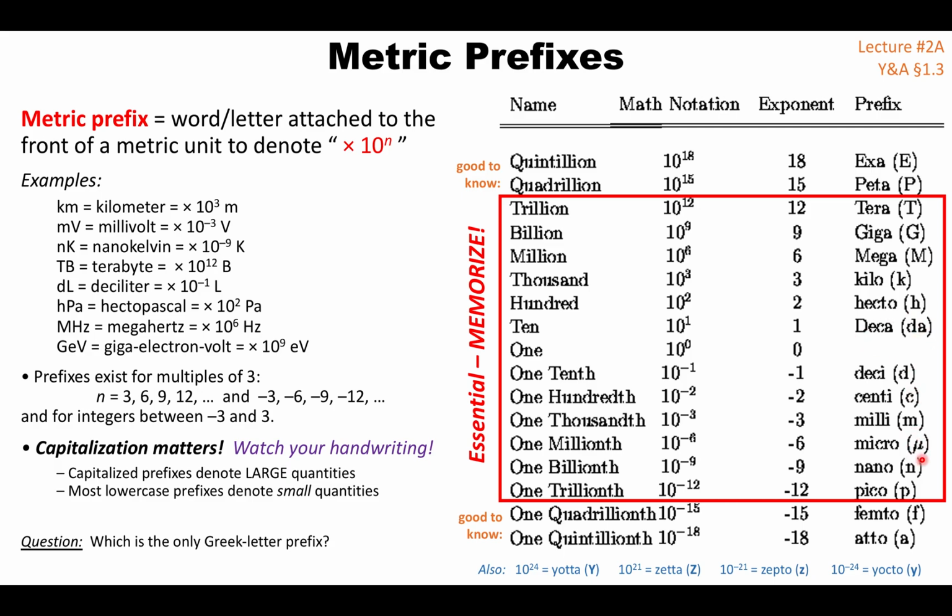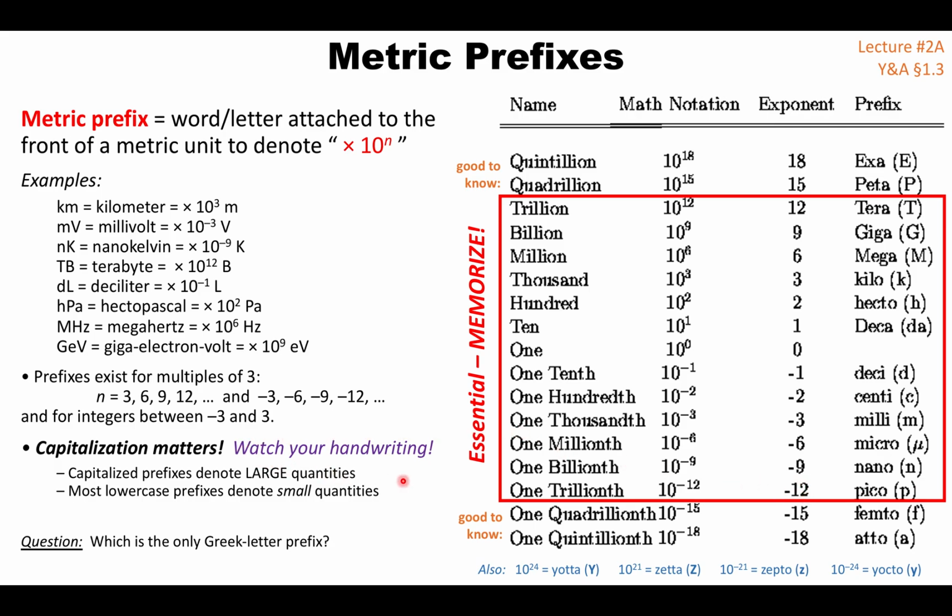And one of them is a Greek letter, right down here. I'll end by saying that notice how capital letters and lowercase letters make a difference in the meaning. Milli is a lowercase m, and that means 1,000th. But a capital M turns it into mega, which is a million. Another example is capital P is peta, 10 to the 15, but a lowercase p is pico, which is 10 to the minus 12. So it's really important.